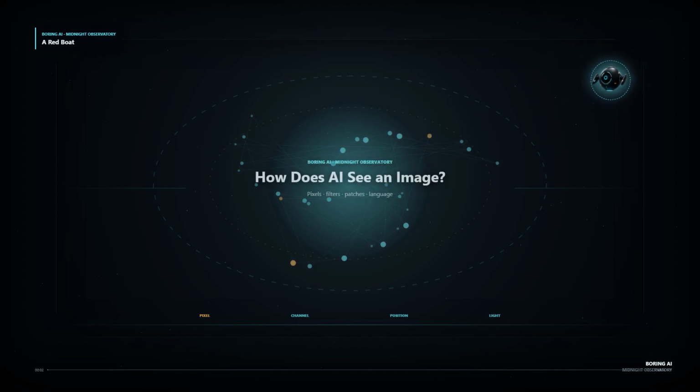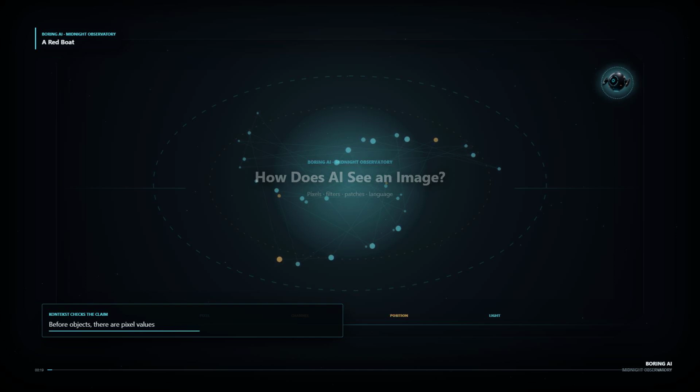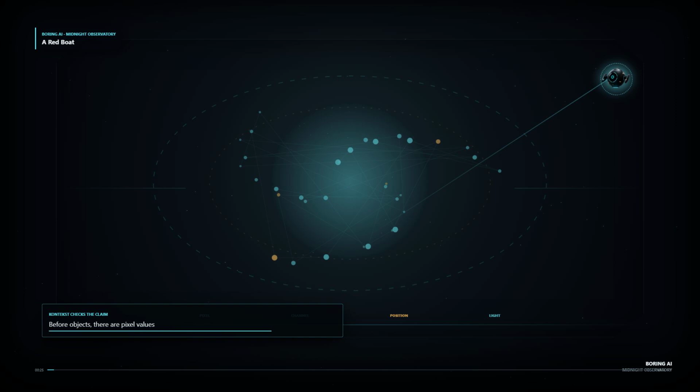Tonight, we will place a single photograph inside a quiet machine and follow what happens to it. The photograph shows a small red boat resting on dark water. Above it is a pale sky. There is a line of trees at the horizon, a reflection below the hull, and no written label explaining what any of it means. To you, the scene may arrive almost at once.